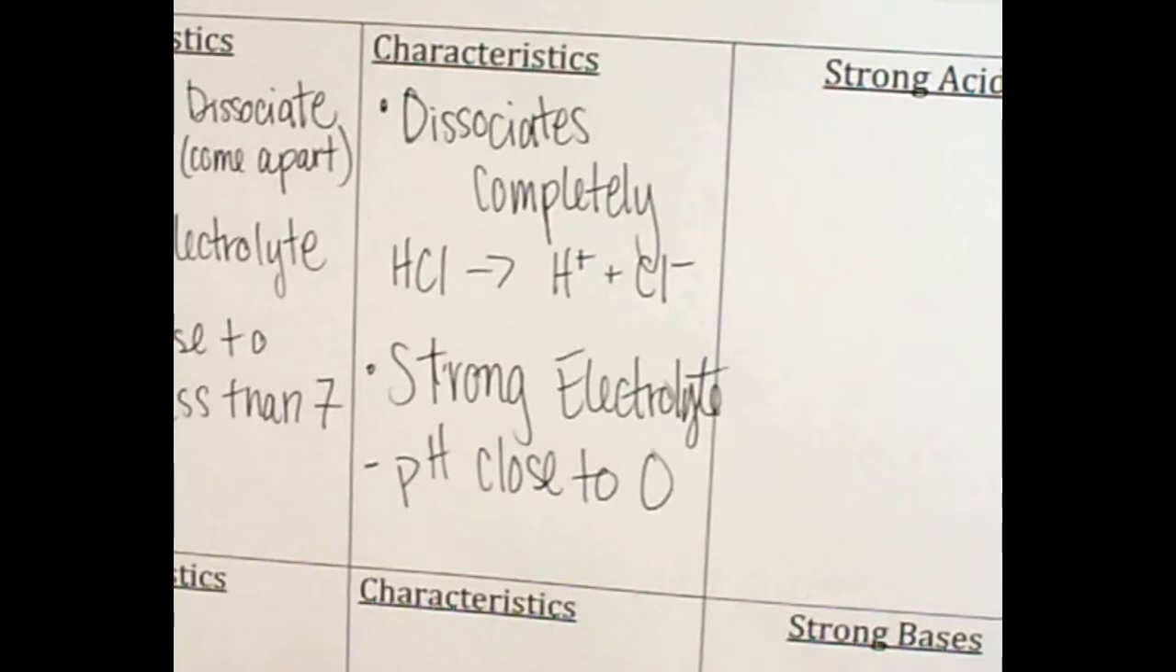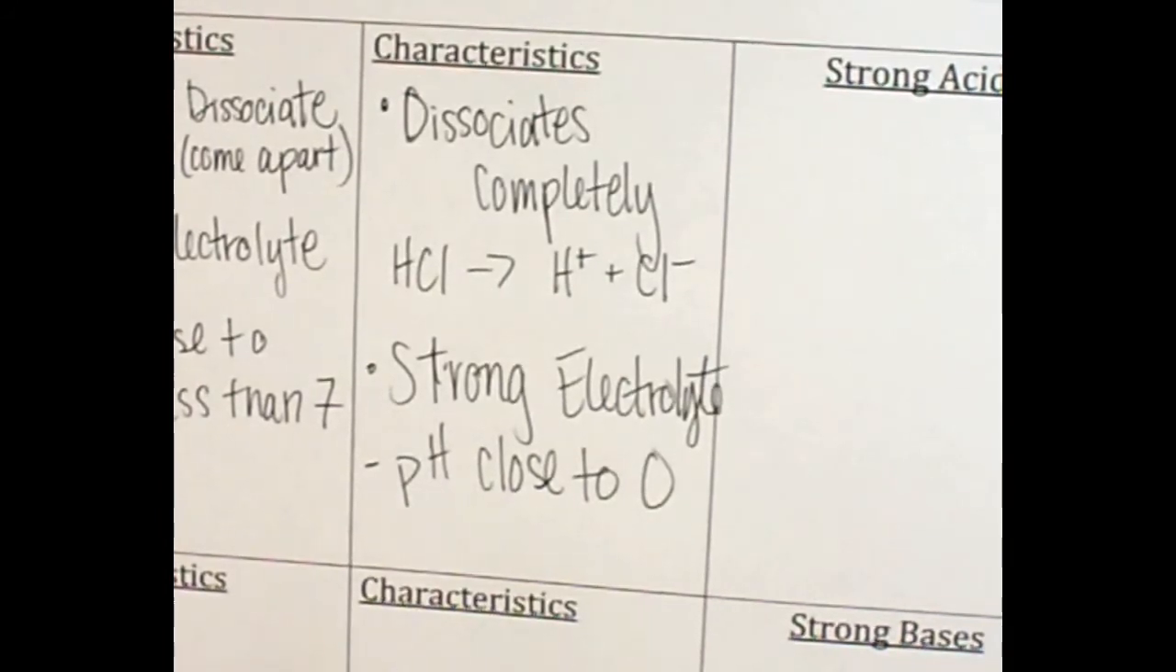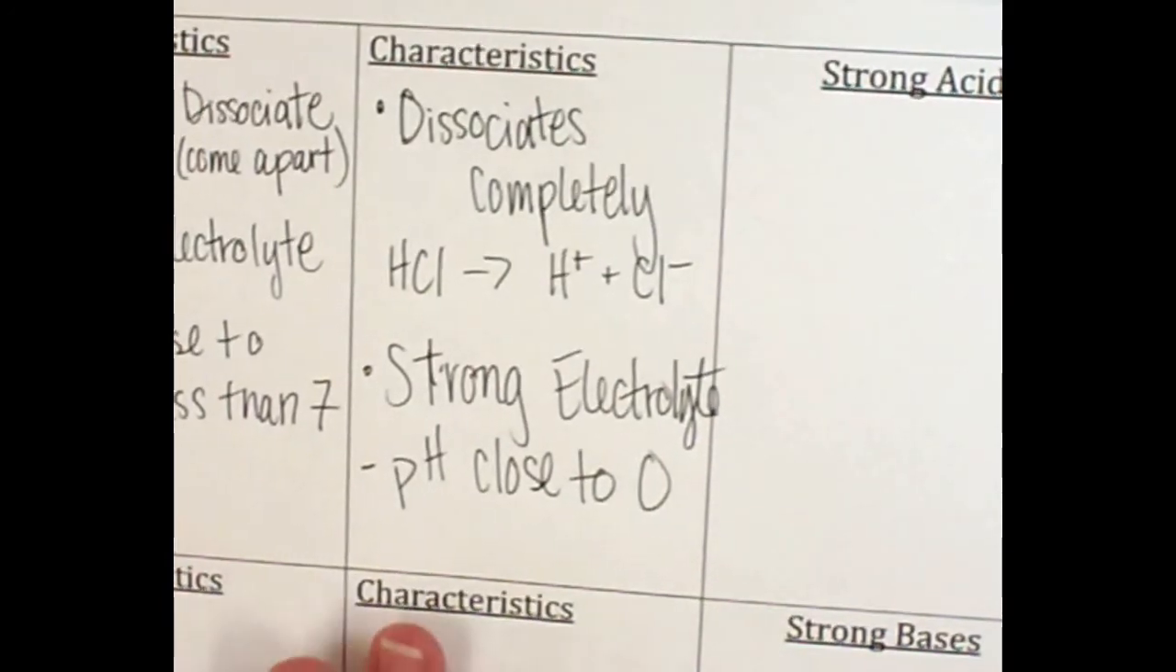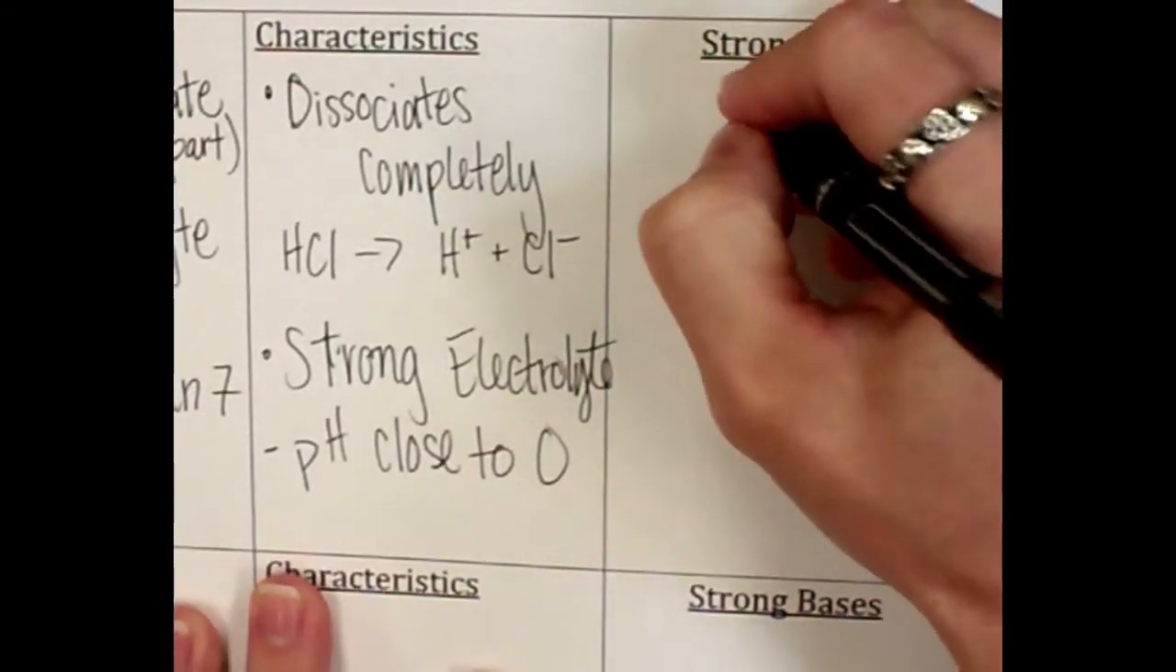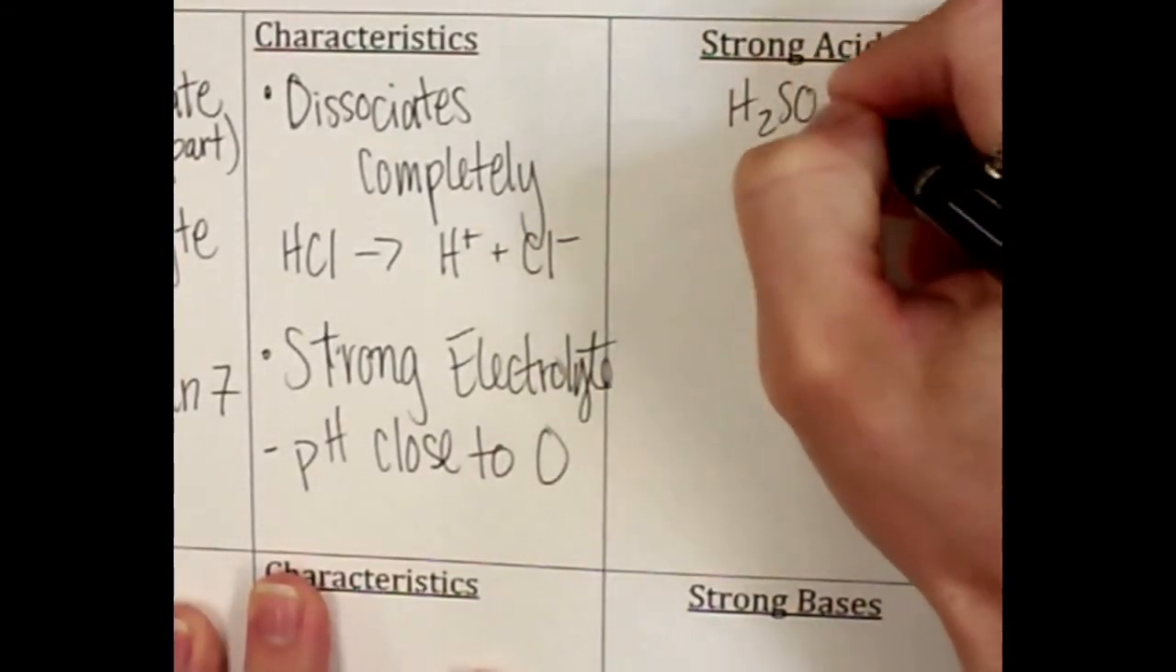All right, so now strong acids. We said for the weak acids, it's anything that's not a strong acid. Well, we're going to list off the strong acids that you should know. So the first one being H2SO4. You remember how to name H2SO4?